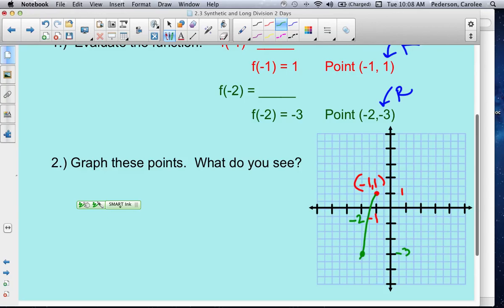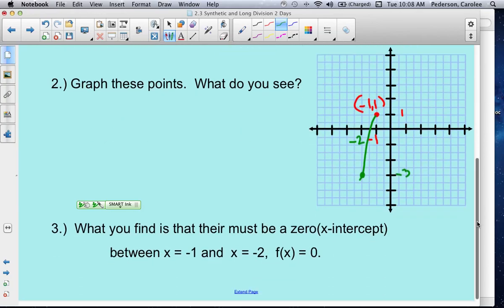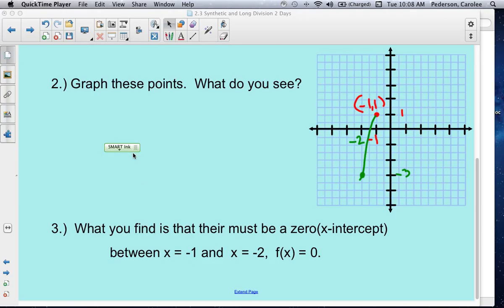All the intermediate value theorem says is this: if you change signs from a positive to a negative or a negative to a positive on the y-axis, then you have a 0 somewhere in between there. In this case, it's somewhere in between -1 and -2. We don't know where for sure. We just know it's going from a positive y to a negative y. So there is an x value somewhere in between x equaling -1 and x equaling -2. That's the intermediate value theorem.